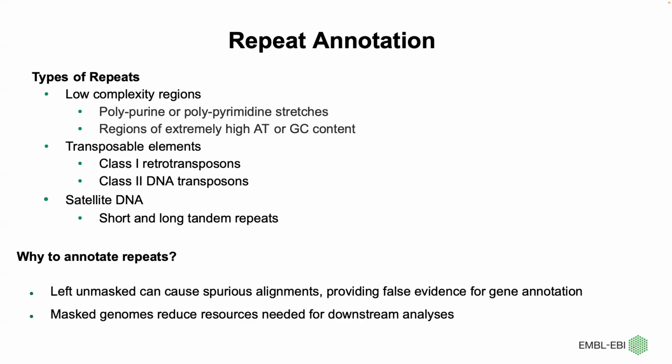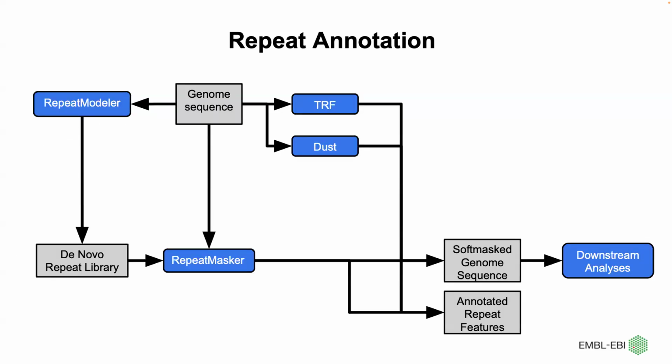So this is how the repeat annotation pipeline looks in Ensembl. Given a genome sequence, we first check whether there is a RepeatModeler library available for the genome or not. If it's not present, we run RepeatModeler and create the RepeatModeler libraries. These libraries are given as input to RepeatMasker, which masks the genome based on the library inputs and creates a soft masked genome sequence, which is then used for downstream analysis.